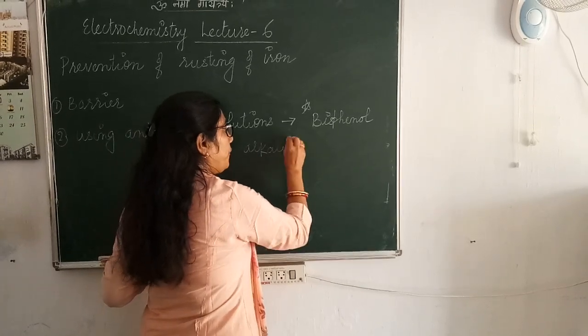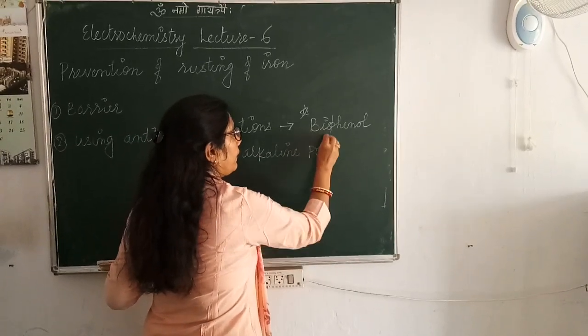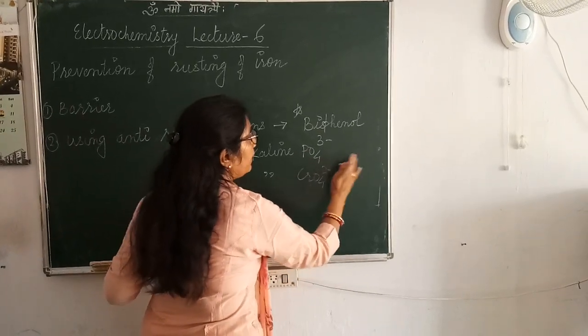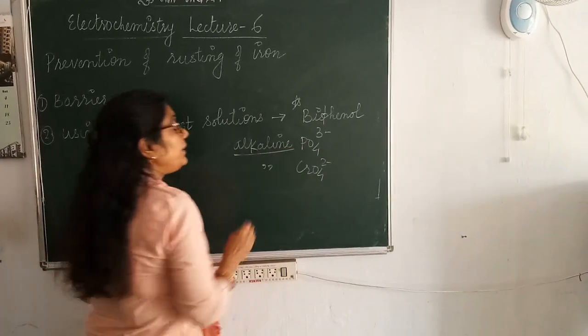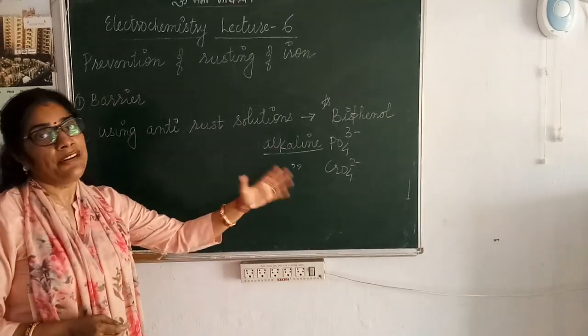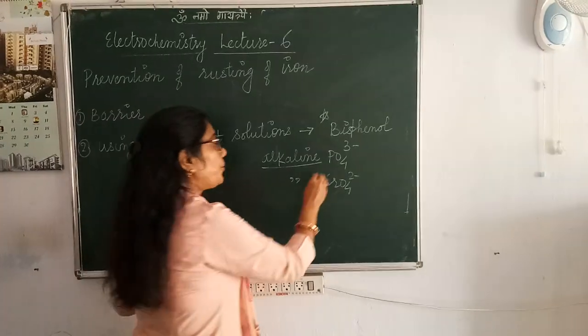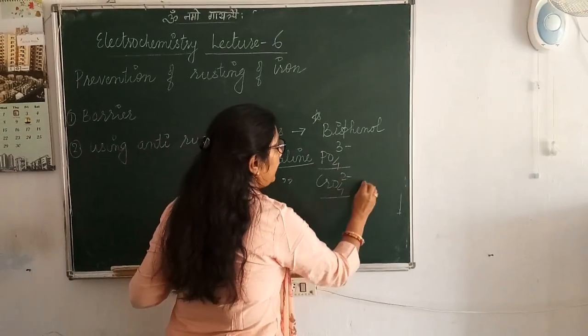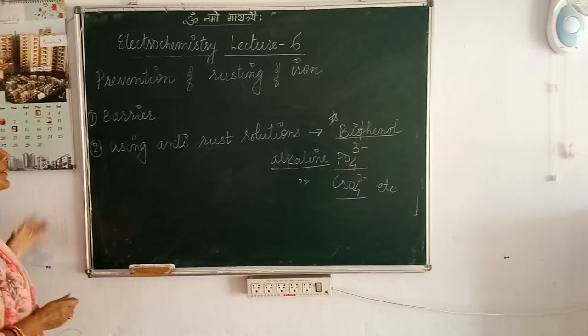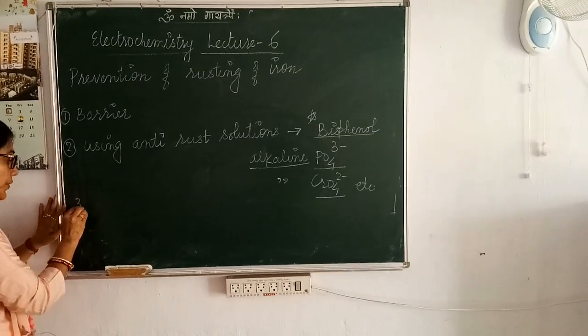Apart from that, alkaline phosphate, alkaline chromate, etc. As they are alkaline, they help in removing H plus ions, so that rusting can be prevented. So alkaline phosphate and alkaline chromate, then bisphenol. These are the anti-rust solutions which are generally used.